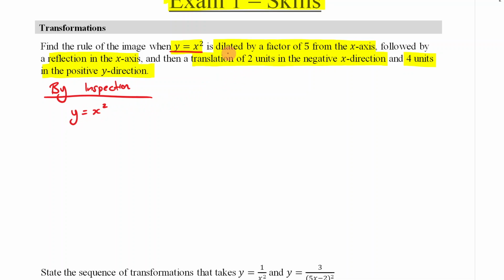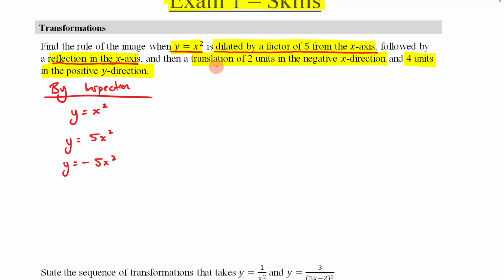We're then told we're dilating it by a factor of 5 from the x-axis. That means we put a 5 in front of the entire thing. We're then told we're going to reflect it in the x-axis. Well, that simply means I put a negative in front of the whole thing, because when you're reflecting in the x-axis, you just chuck a negative in front of the whole thing.